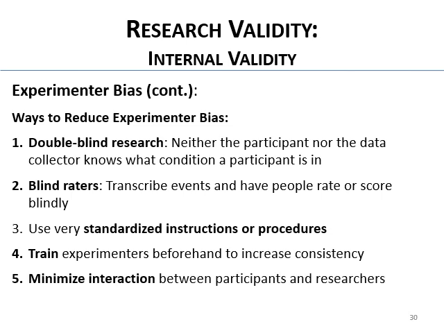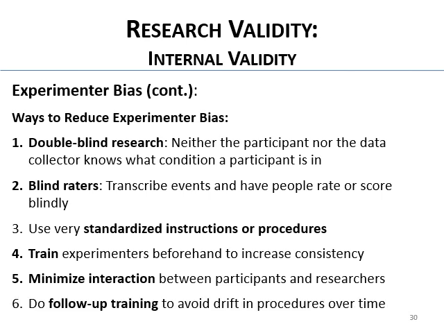And, overall, just minimizing interaction between participants and researchers is a great way to reduce experimenter bias, but not perfect. And you have to remember that if you have multiple experimenters or data collectors, you have to do follow-up training. So just building initial inter-rater reliability is insufficient. You have to ensure that there isn't subsequent drift over time in how they're recording things or reading things or whatnot, so that you have consistency across the entire study.